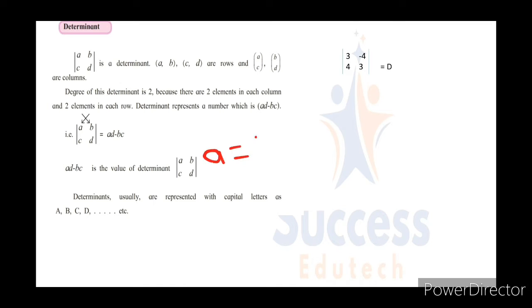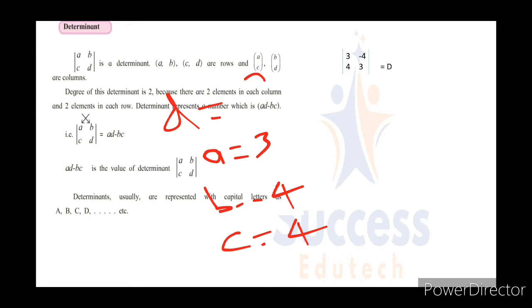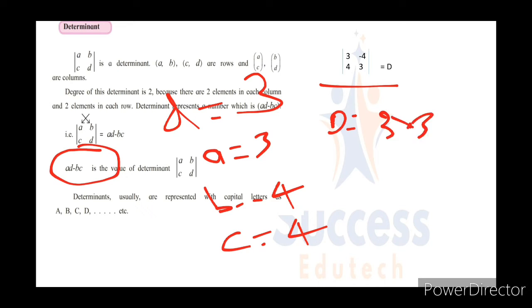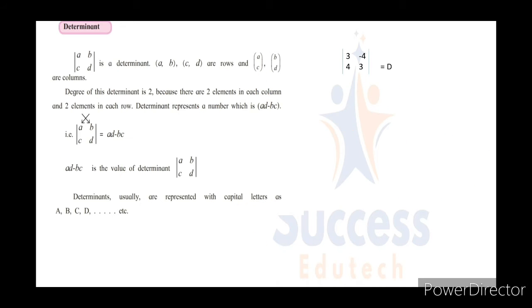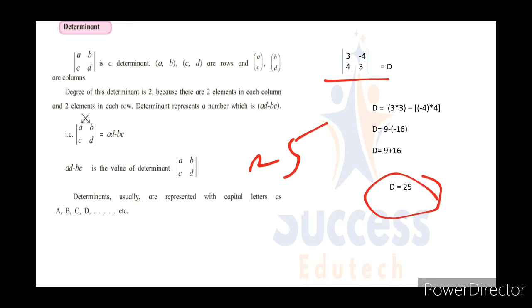Now, this is one example of a determinant. Here, A equal to 3, B equal to minus 4, C equal to 4 and D equal to 3. If I apply this formula to this determinant, then we get D equal to AD minus BC. AD means 3 into 3, minus BC. BC means minus 4 into 4, so we get 3 into 3 minus of minus 4 into 4, that is 9 minus of minus 16. So we get D equal to 9 plus 16. So my determinant value becomes 25.